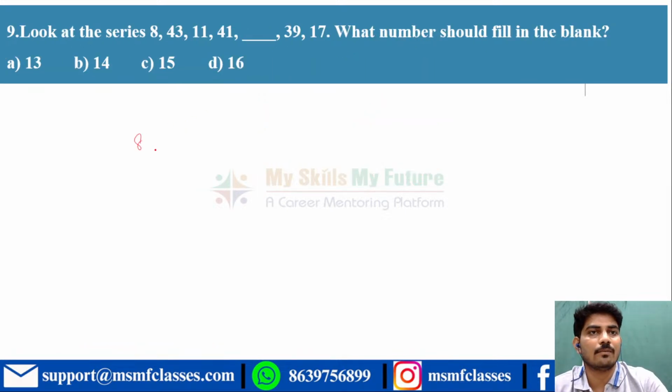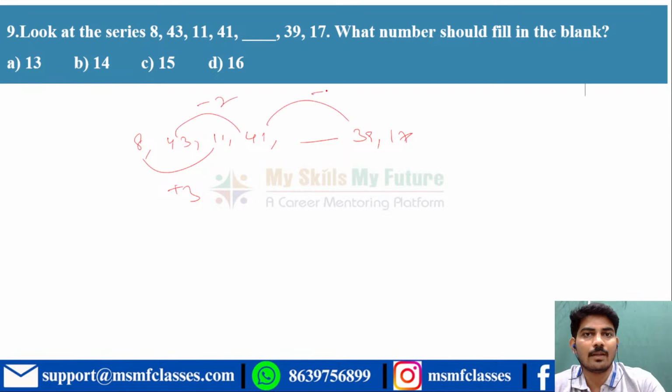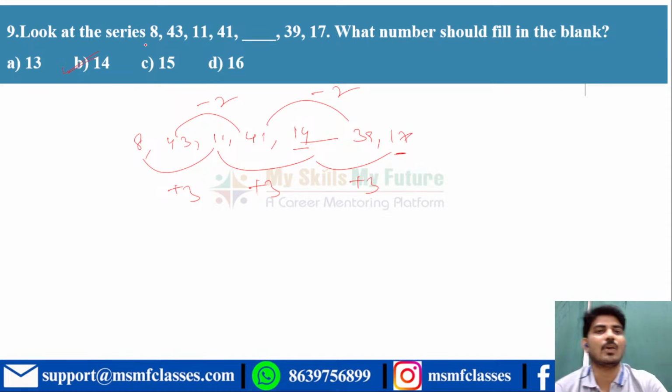And what was the next question? Find the series. Okay, 8 comma 43 comma 11 comma 41 comma dash comma 39 comma 17. So which number should be filled in this gap? This is also the very easiest one. It will be like plus 3, and it will be like minus 2, and minus 2. So in the alternating pattern on the opposite side it will be subtracted by 2, and in the alternating pattern on the denominator side it will be added by plus 3 and plus 3. Suppose if I add plus 3 here, it will be like 14, and if I add plus 3, it will be like 17. So the logic will be satisfied here. So the answer for this question will be option B. That is 14 will be the correct one.